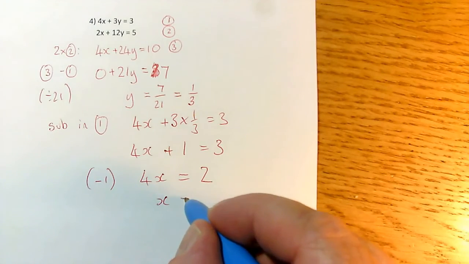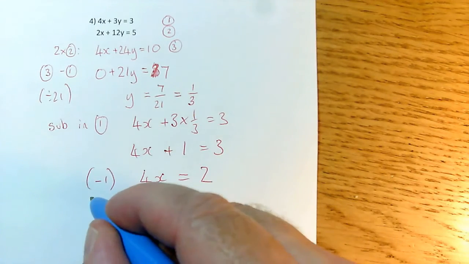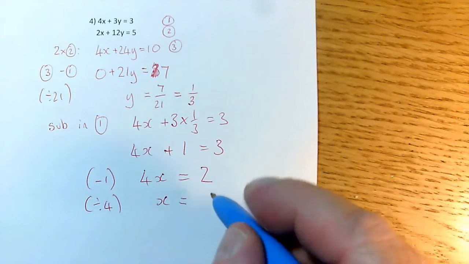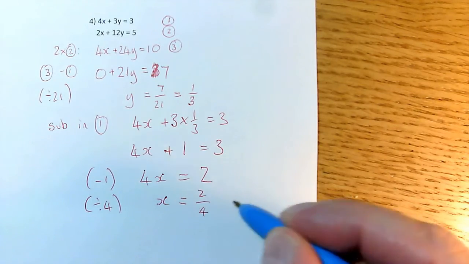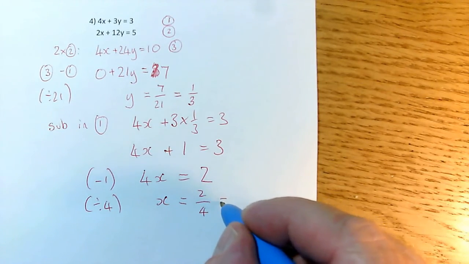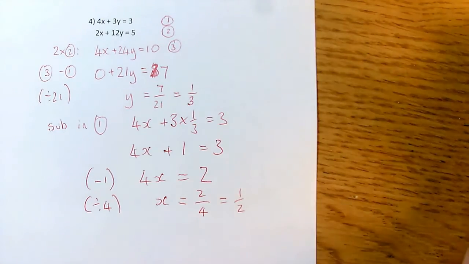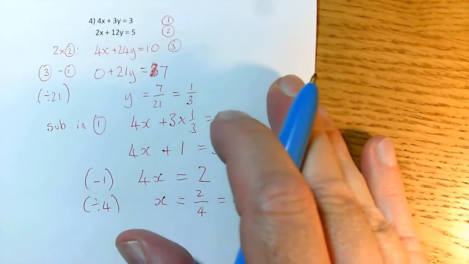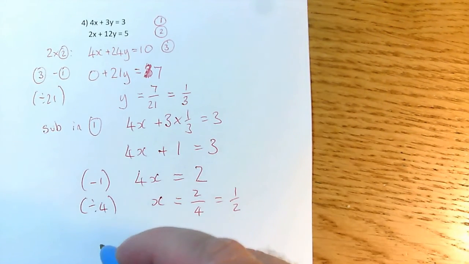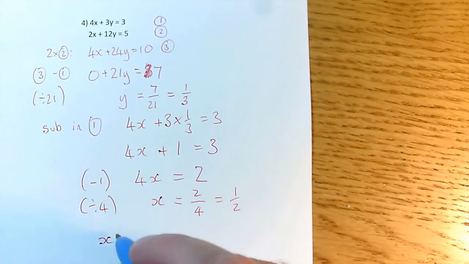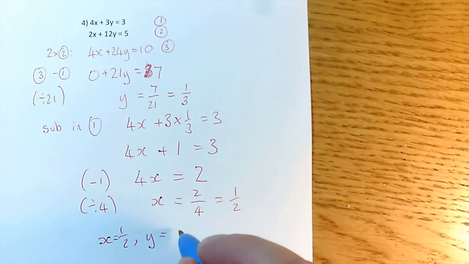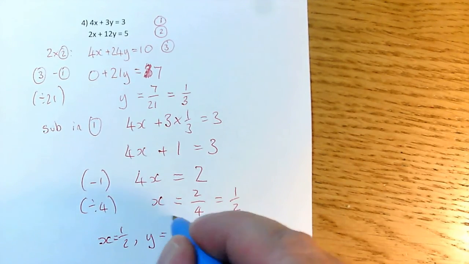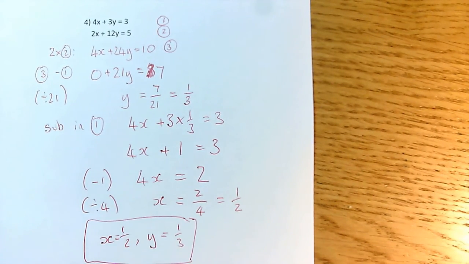So x is going to equal, I've got to get rid of this 4, so I need to divide by 4. So I need to get 2 over 4, which once again simplifies. So the answer is a half. Now I could say, yes, I've finished, I've found everything, but it's good manners at the end to say what x and y are together. So x equals a half, and y equals 1/3. Put a box around that, and I've clearly shown my answer. Okay, so that's question 4.